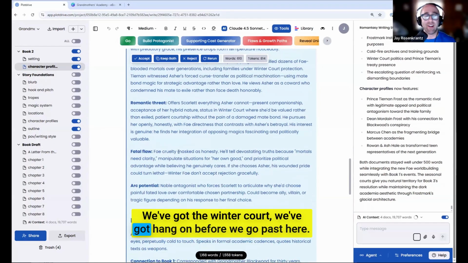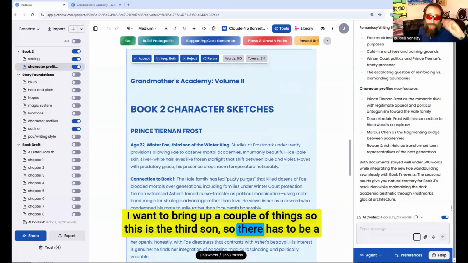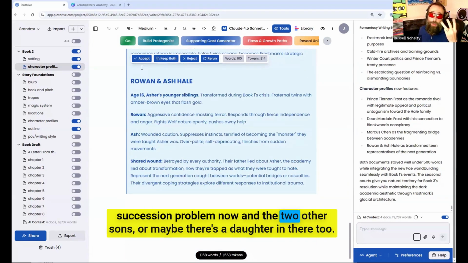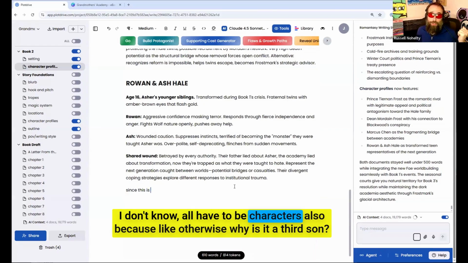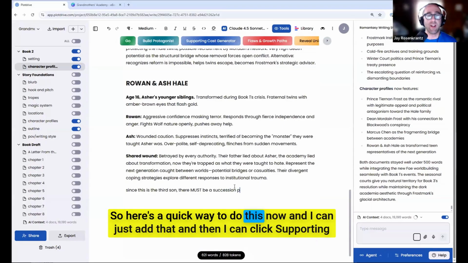Hang on, before we go past here, I want to bring up a couple of things. So this is the third son. So there has to be a succession problem now. And the two other sons, or maybe there's a daughter in there too, I don't know, all have to be characters also, because otherwise, why is it a third son? So here's a quick way to do this now.